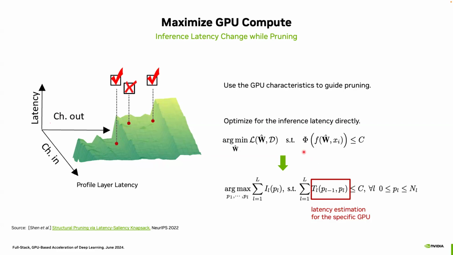So this actually brings the insight to pruning, which means that we should use the GPU characteristics to guide our pruning. Here we tried to directly optimize the pruned structure under the guidance of the latency. We directly import these latency characteristics of the GPU into our constraint problem. Then the model can be pruned to optimize this feature.